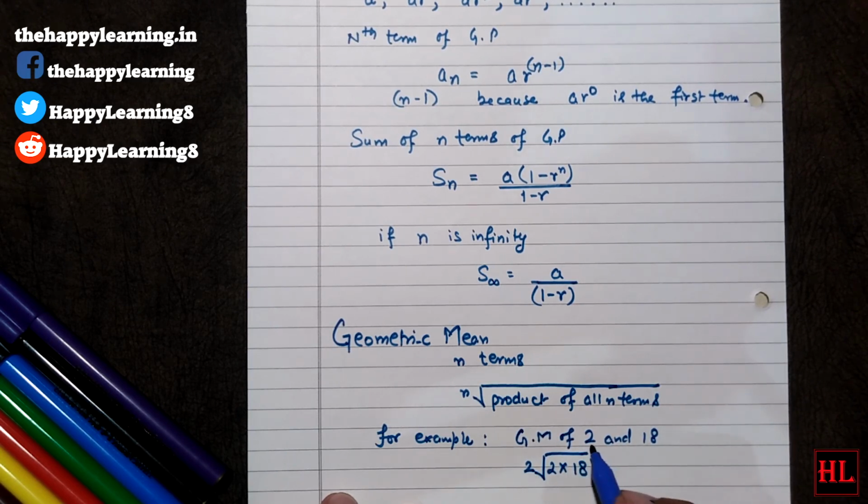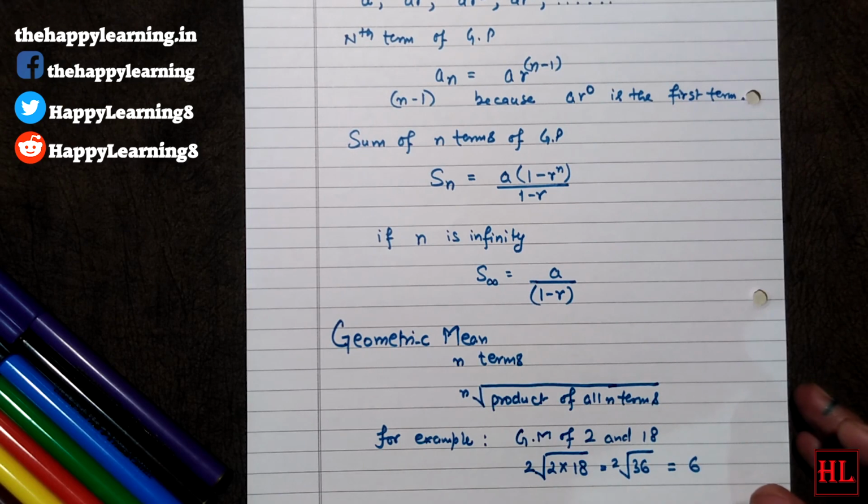Square root because the number of terms is 2. So we have square root of 18 multiplied by 2 is 36 and square root of 36 will be 6. So 6 is the geometric mean of 2 and 18. So in case there are 3 terms, we calculate cube root of product of 3 terms. That is how geometric mean is calculated.